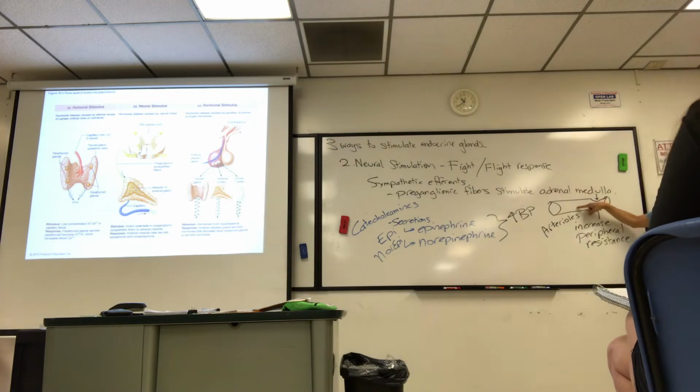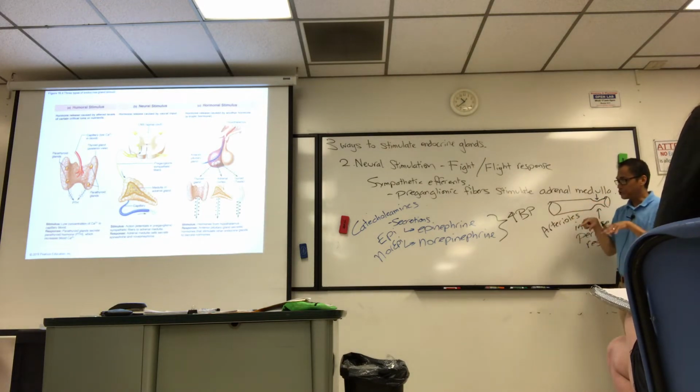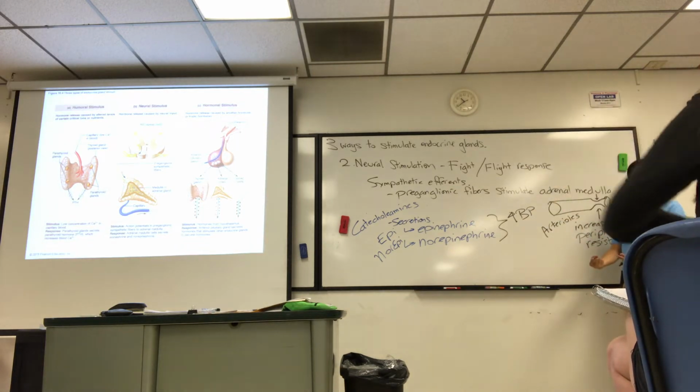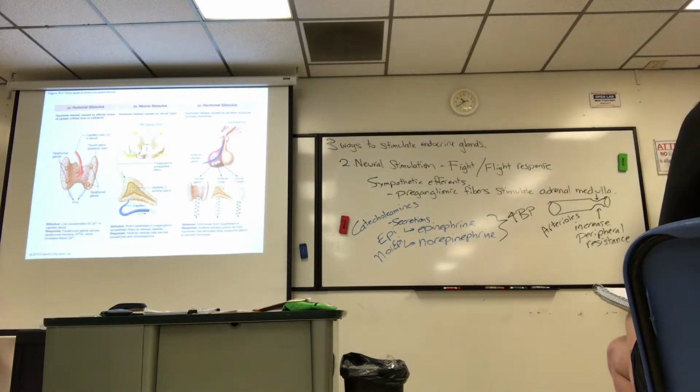So more blood stays in the arteries, you increase blood pressure, and you can shunt that blood to things you need, like lungs and working muscles, so you can have your fight or flight response. And the word for this is called vasoconstriction. You should know that term. Vasoconstriction.